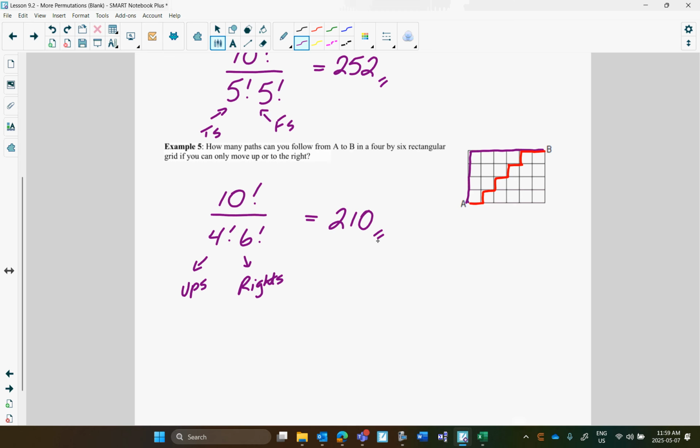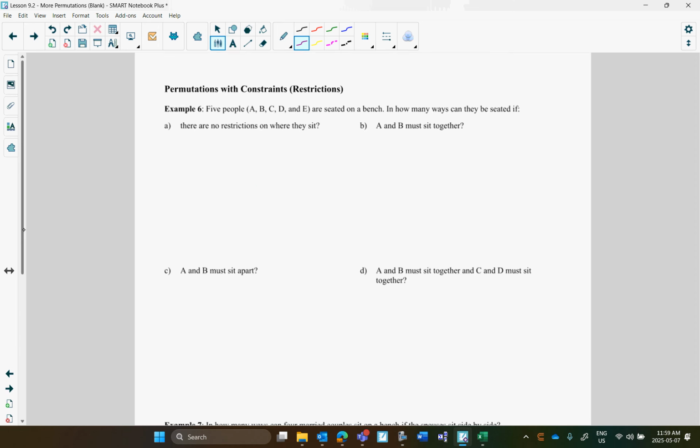Okay, so that's permutations with repeating objects. One more type with permutations. One more kind of restriction.